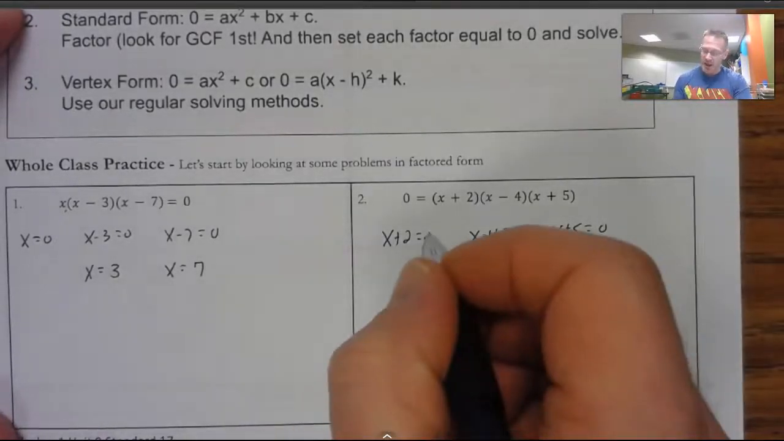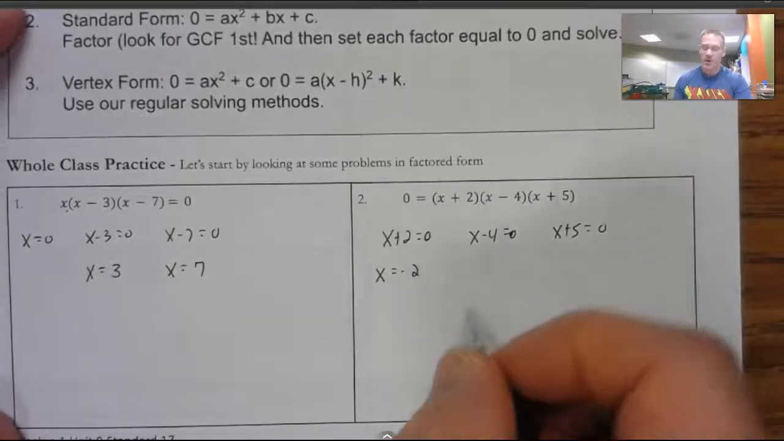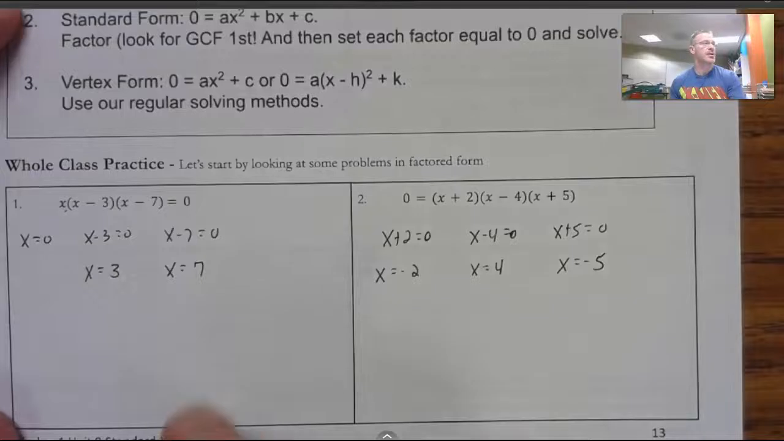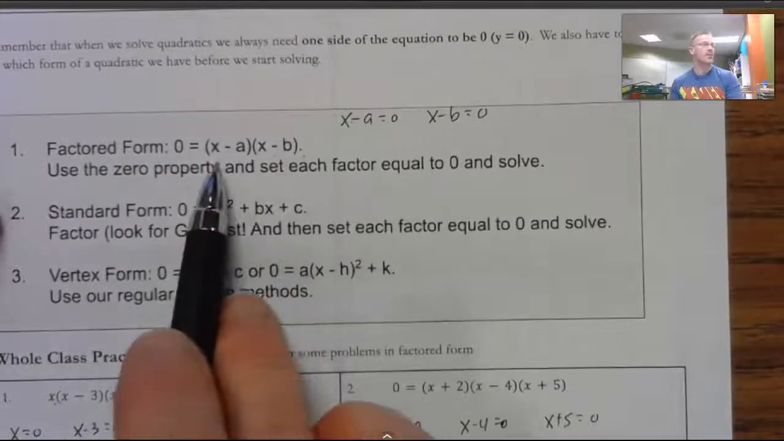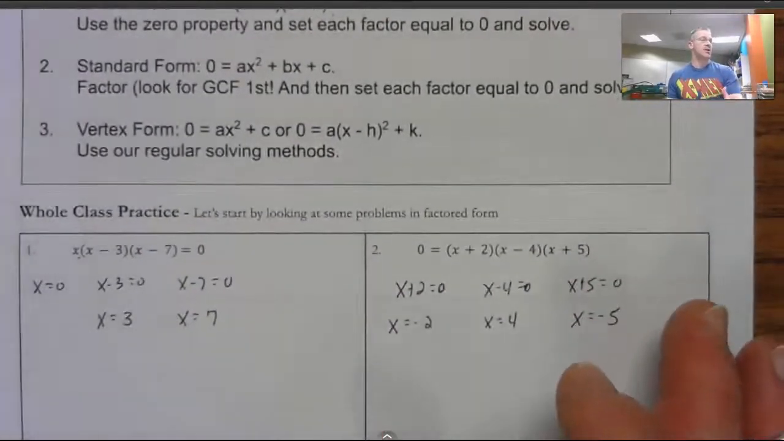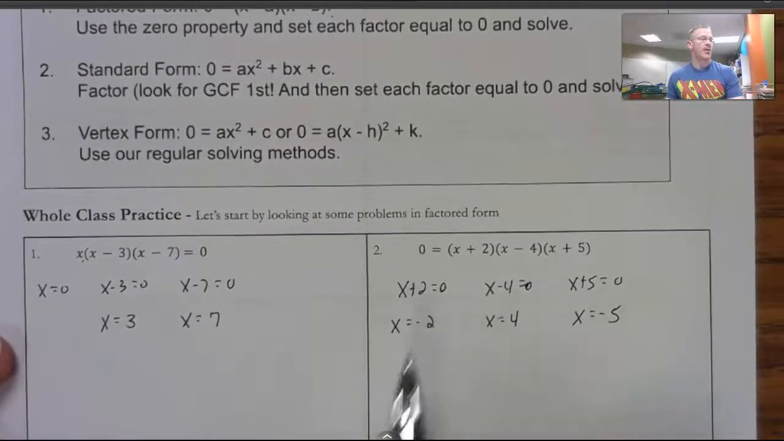All right, so once again, here's that 0 property that we've been talking about all year. So x is equal to negative 2. x is equal to 4. x is equal to negative 5. So when it's already in factored form, it's a pretty simple problem, right? We just use the fact that anything could be equal to 0 in this multiplication problem. We solve each of those pieces.